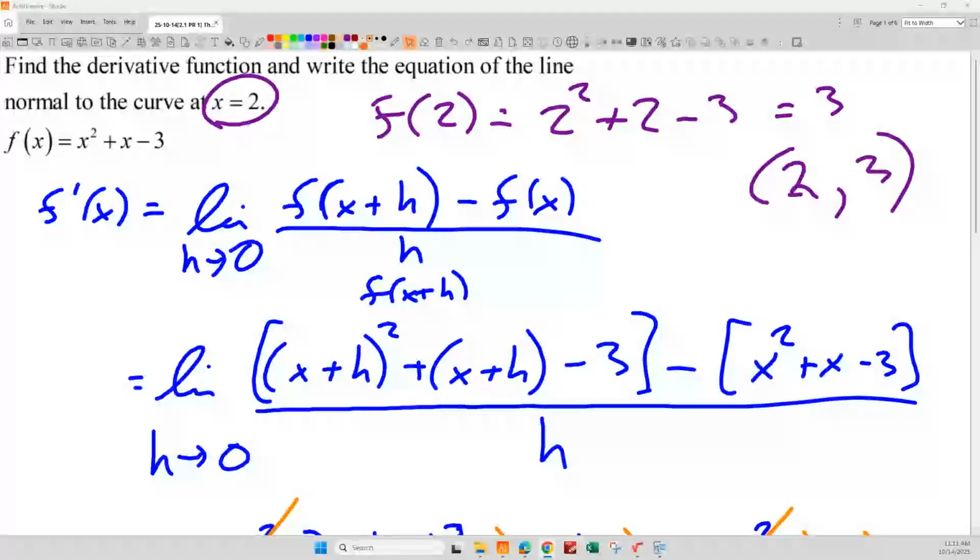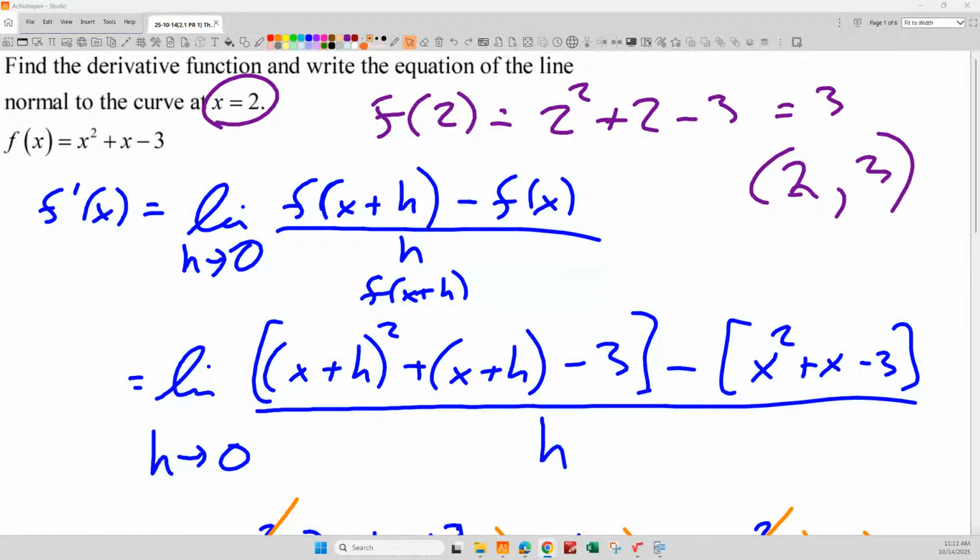turned you loose and you did a little bit of work, right? So we were trying to come up with the equation of a line, of a tangent line to a curve at x equals 2. Now let's work backwards on this.